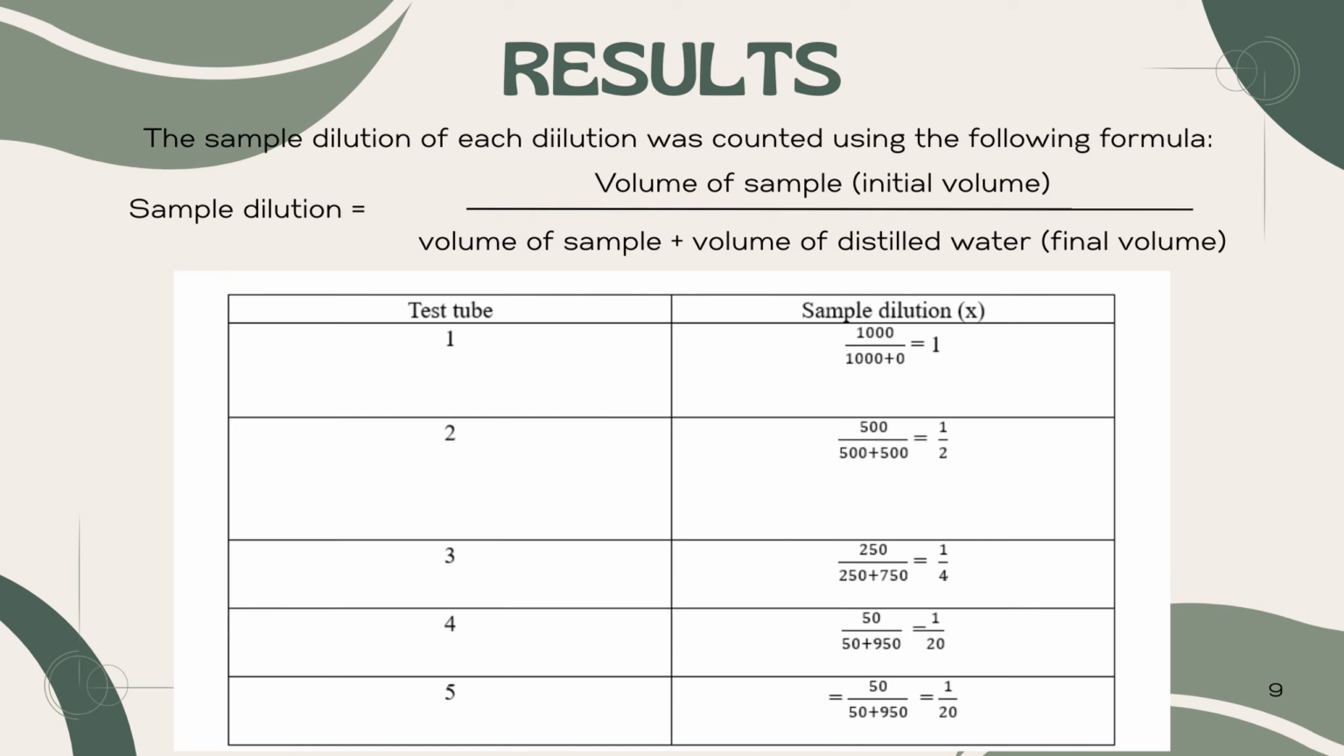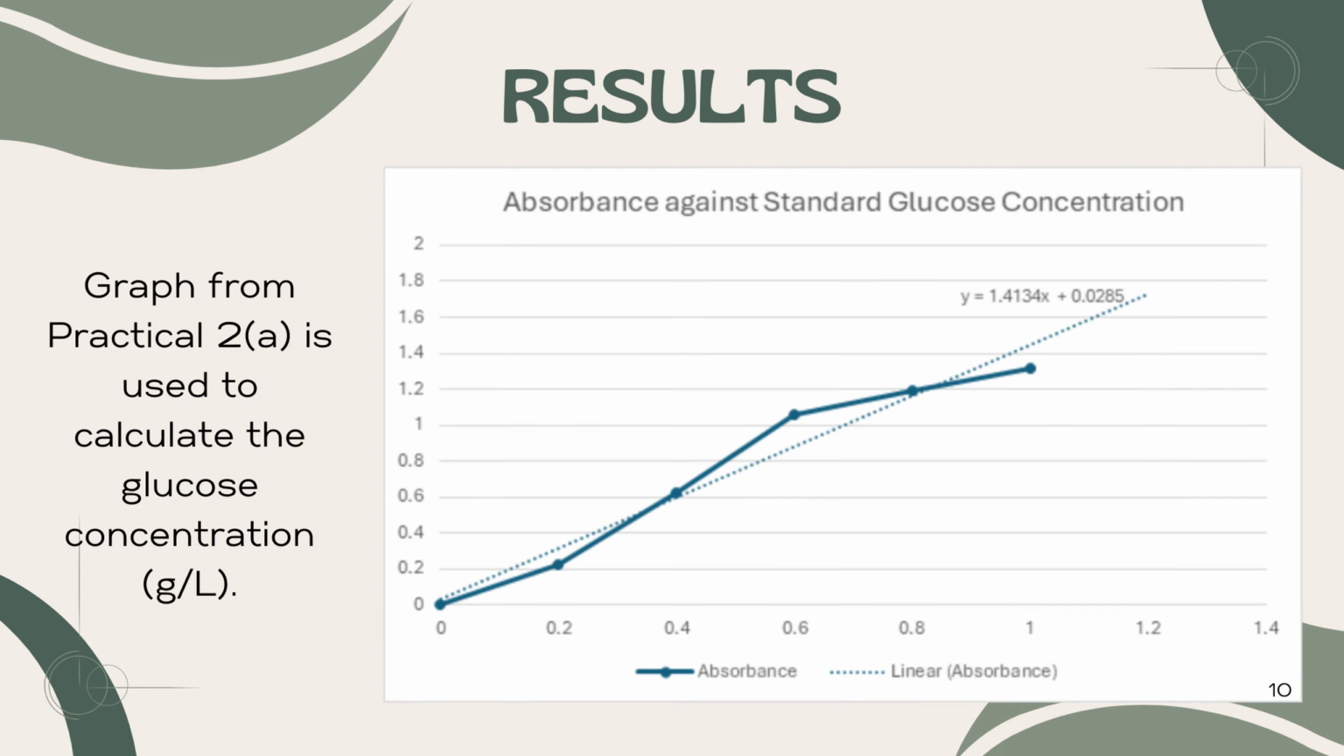First, a series of sample dilutions were prepared by mixing different volumes of the sample with distilled water. The dilution factor for each test tube was calculated using the ratio of the initial sample volume to the final total volume. After reacting the samples with DNS reagent and heating them, the color change from yellow to reddish brown was observed. The color intensity decreased as the sample became more dilute, indicating lower glucose concentration.